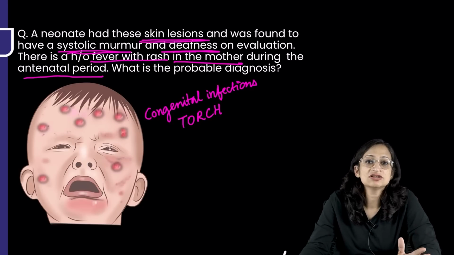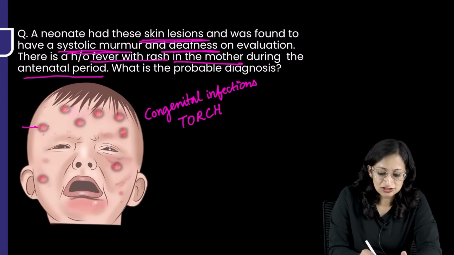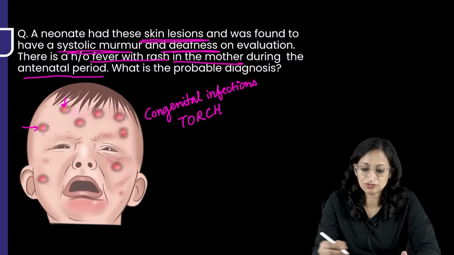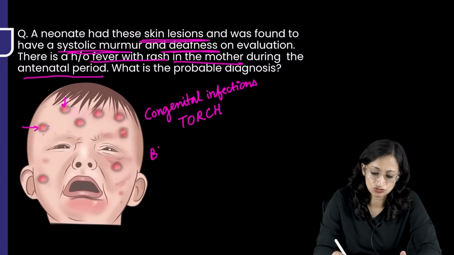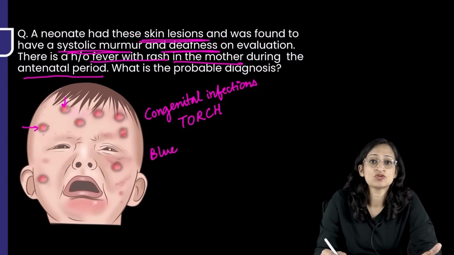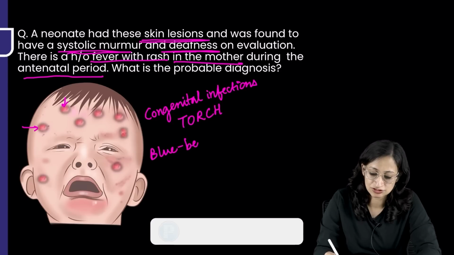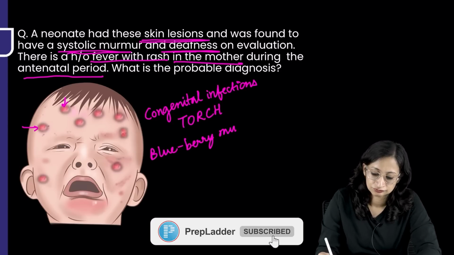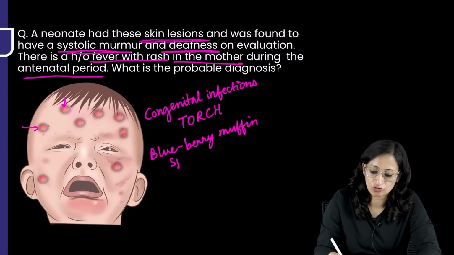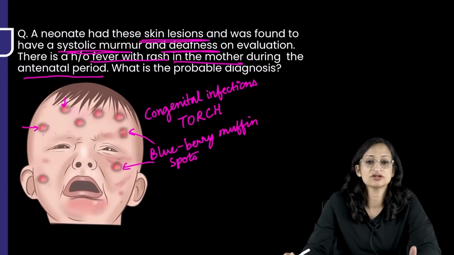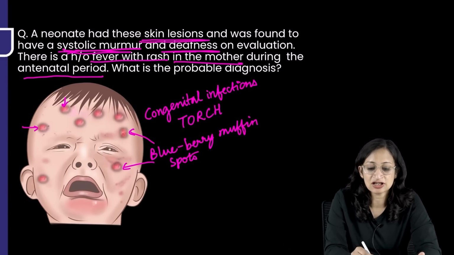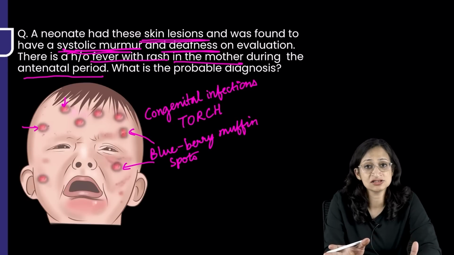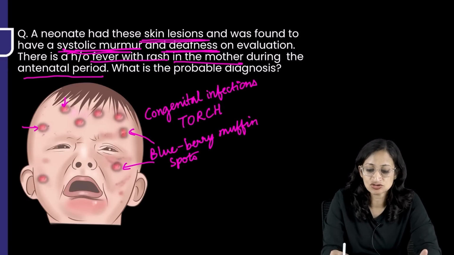Now, the newborn has got these skin lesions. What are these skin lesions? These skin lesions are nothing but blueberry muffin spots, which are due to extramedullary hematopoiesis. They signify that in the dermis some extramedullary hematopoiesis is going on. The baby probably has pancytopenia. This systolic murmur tells us that the baby has some heart disease, and deafness is also there.